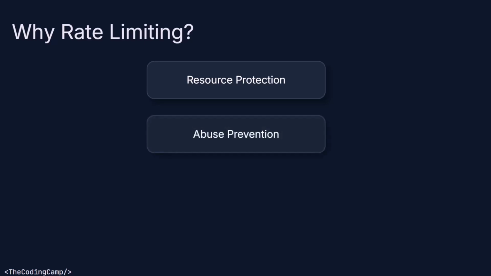The second is abuse prevention. Automated scripts can hammer your API thousands of times per second to scrape data, brute force passwords, or run denial of service attacks. Rate limiting raises the cost of that abuse significantly.